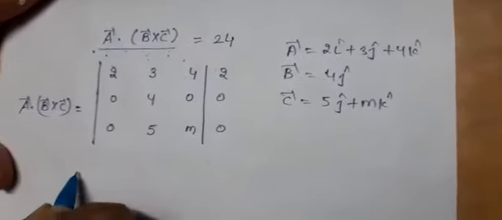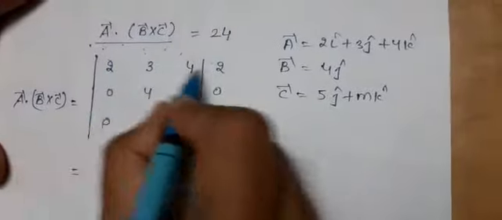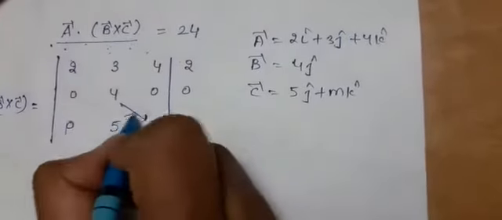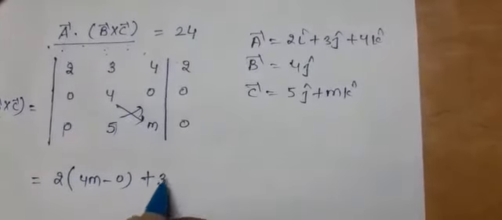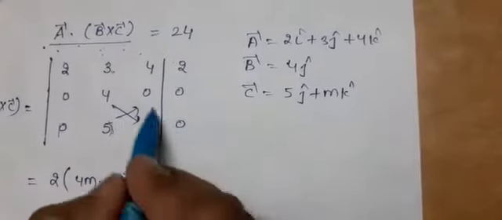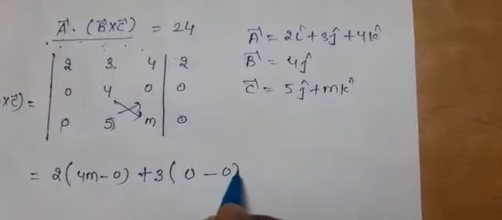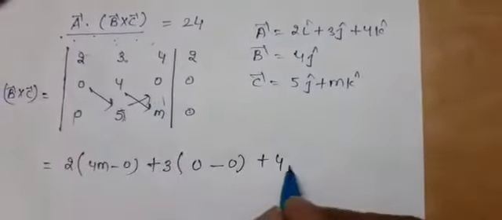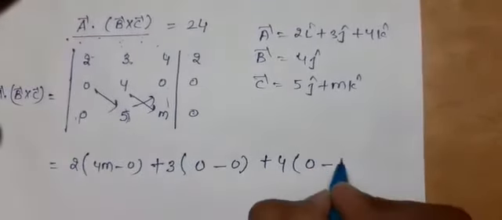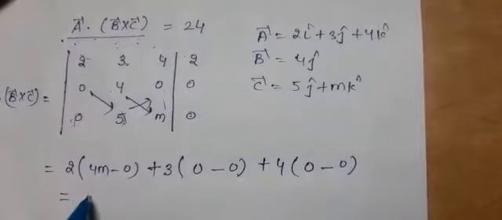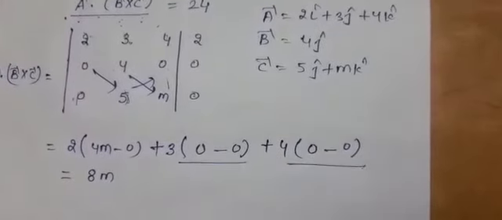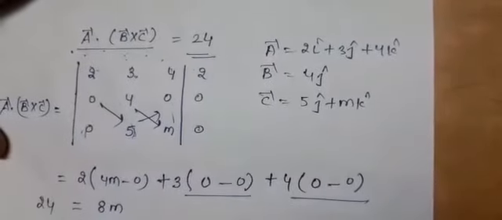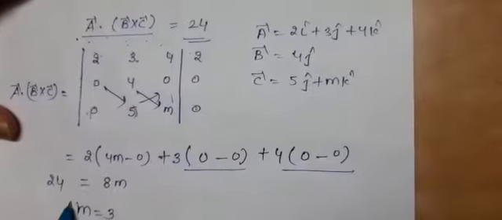So now if I am taking 2 as one term and the product as 4m minus 0 into 5, then 3 plus 3 instead of j, here the term is 3. So here this is 0 into 0 minus 0 into m, then plus 4. This is 4. So it is 0 into 5, 0 minus 0 into 4, 0. So what are we getting here? This is 8m, because the rest of all factors are giving 0. Now the volume of the parallelepiped is given to be 24. So the value of m is 3.